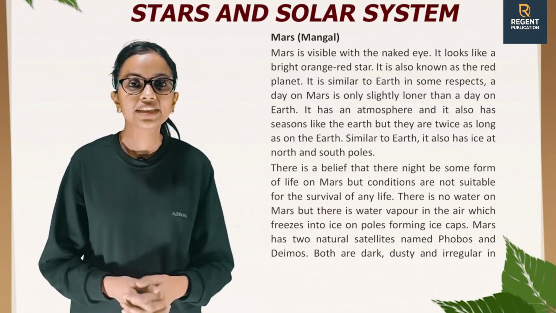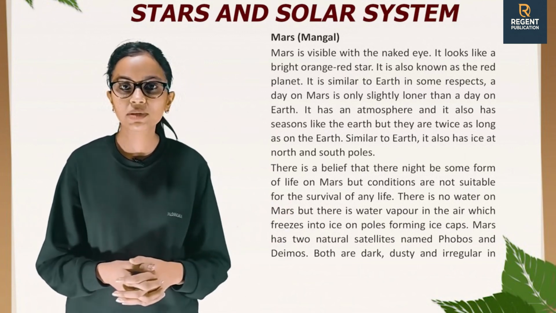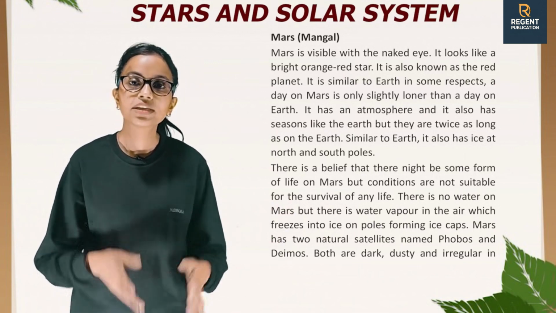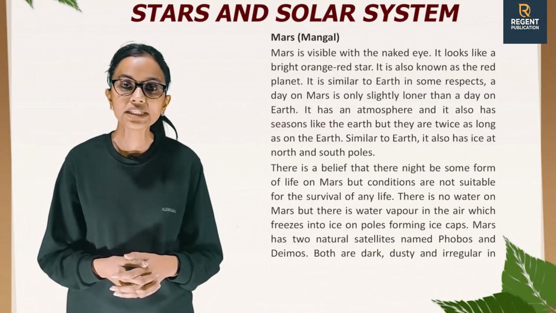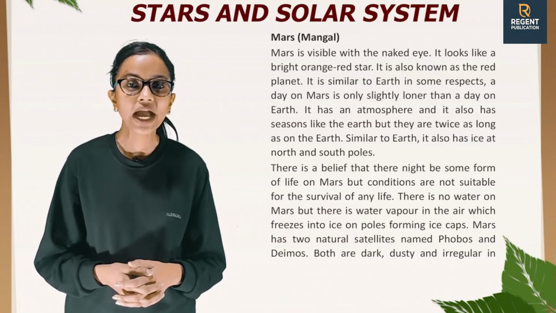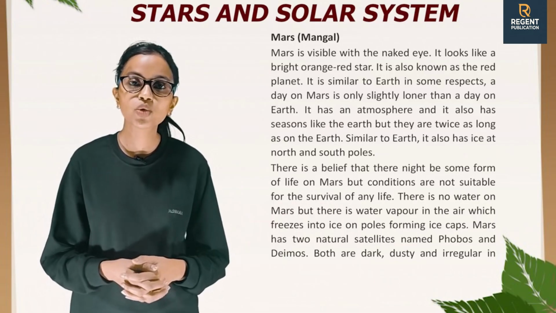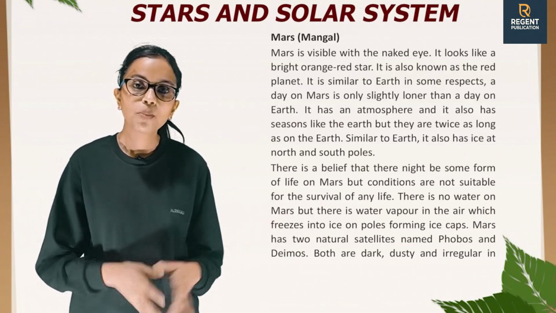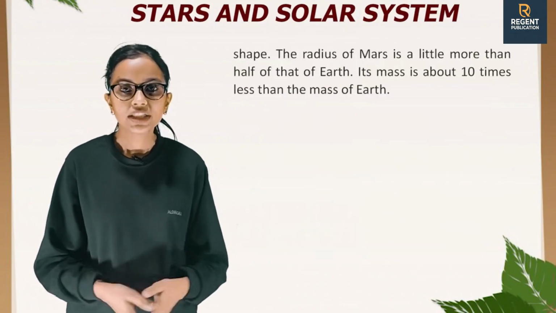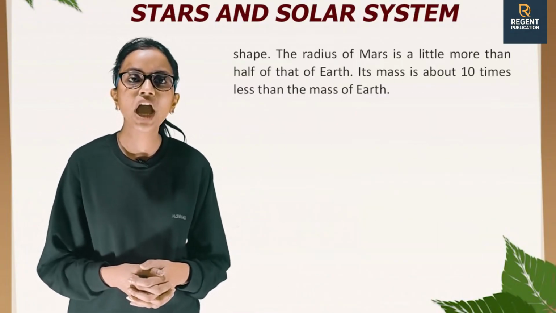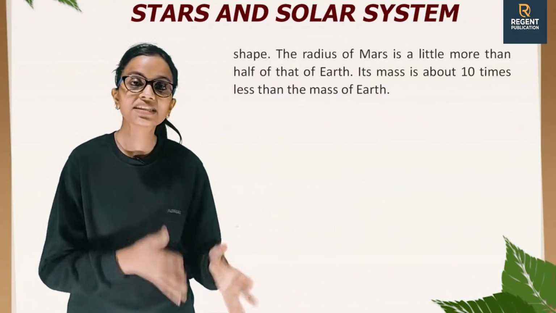There is a belief that there might be some form of life on Mars, but conditions are not suitable for the survival of any life. There is no water on Mars, but there is water vapor in the air, which freezes into ice on the poles, forming ice caps. Mars has two natural satellites named Phobos and Deimos. Both are dark, dusty, and irregular in shape. The radius of Mars is a little more than half of that of Earth. Its mass is about 10 times less than the mass of Earth.